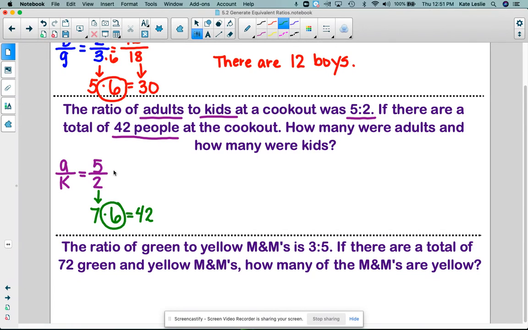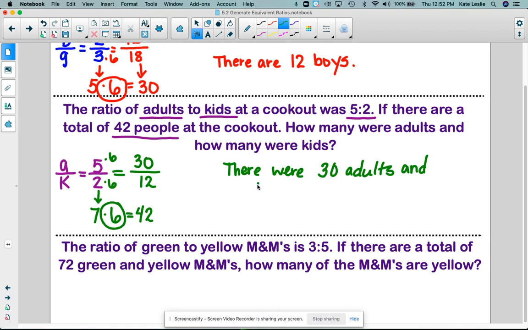Okay, so now I need to write an equivalent ratio multiplying both of these by 6. So 5 times 6 and 2 times 6. Let's see what we get. So I get 5 times 6 is 30 adults, and 2 times 6 is 12 kids. So the question is asking how many were adults and how many were kids. So there were 30 adults and 12 kids.